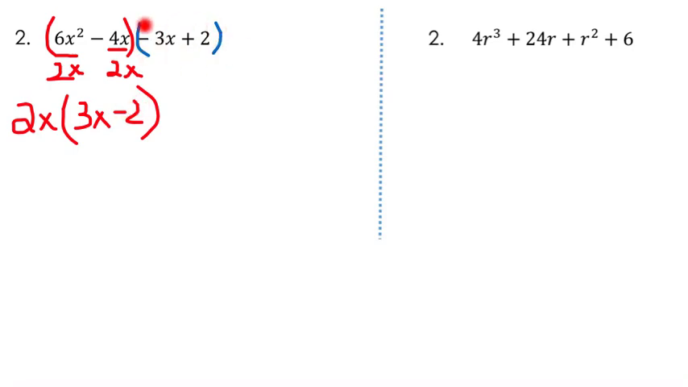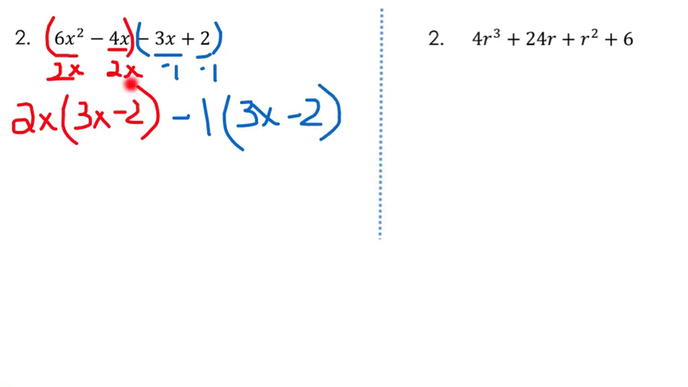If I wanted to switch the signs on this binomial, what I would have to take out would be my negative 1. If I divide by a negative 1, that's going to change the sign on every term. So negative 1 is going to be my GCF for the second part of the question. So now I put that GCF out front of my negative 1, and I do my division. I'm left with 3x minus 2.